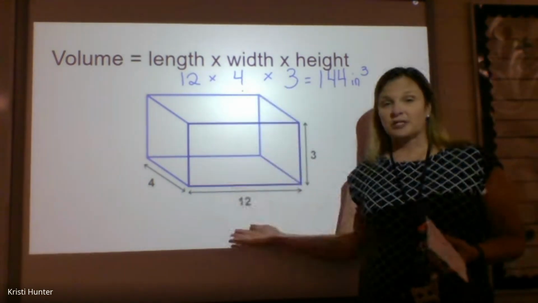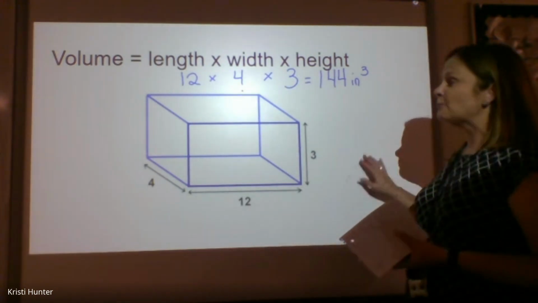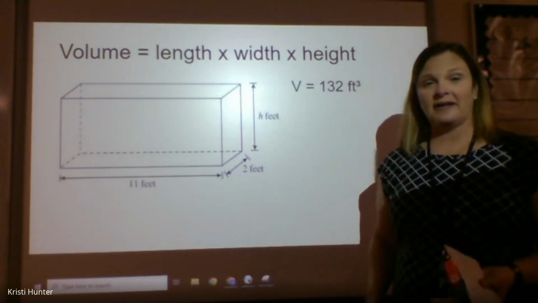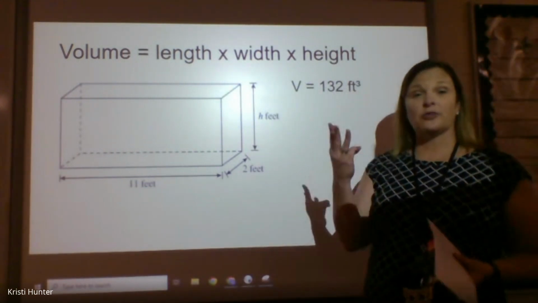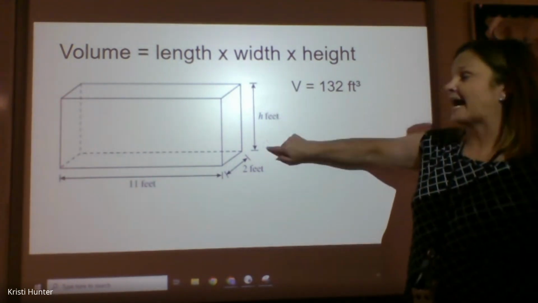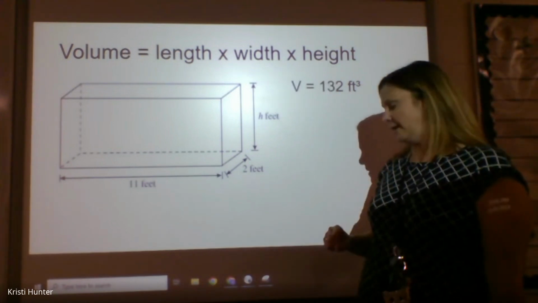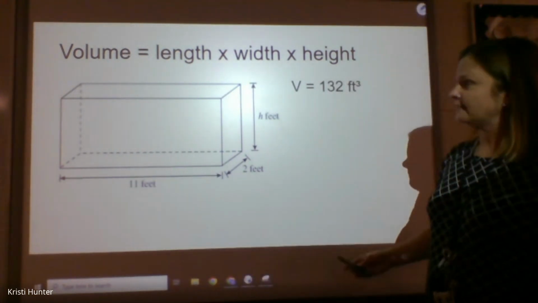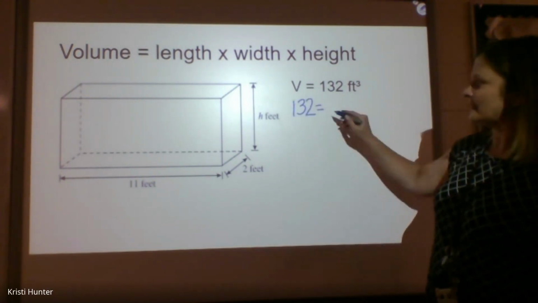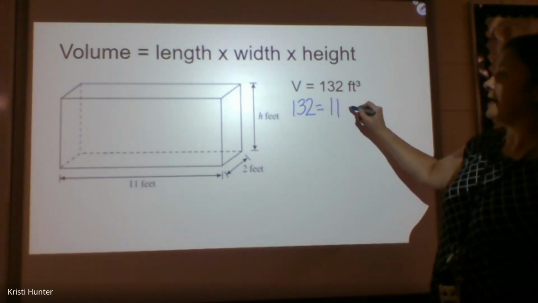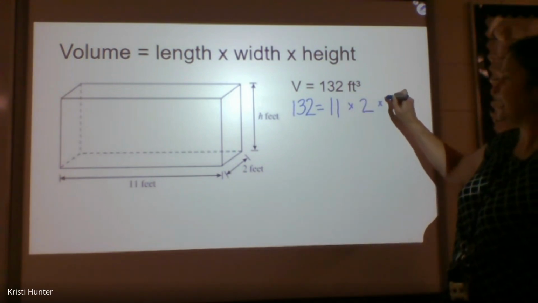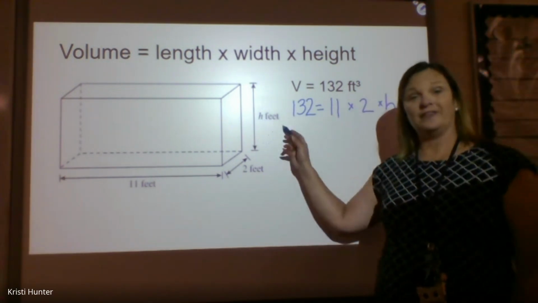So this is where we started with volume last Thursday, and then we moved on to when our shape was missing one of the values. So we knew we needed three different things: the length, the width, the height. But in this case, it left off the height and told us what our total volume is. So again, we substituted in. We know my volume is going to be 132. My length was 11. My width, so multiply that by 2. And then my height is my missing variable, the h.